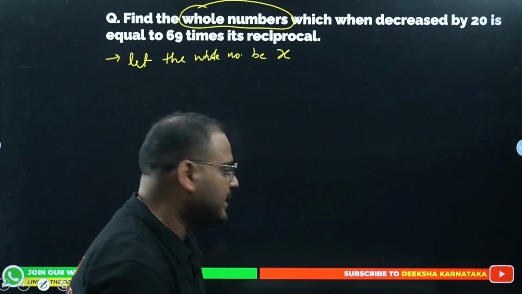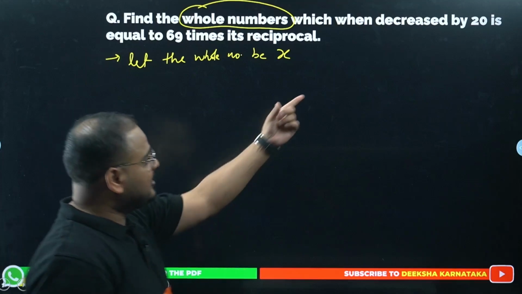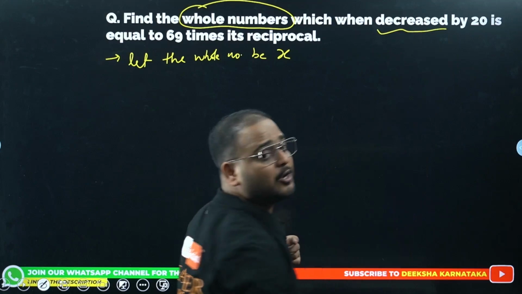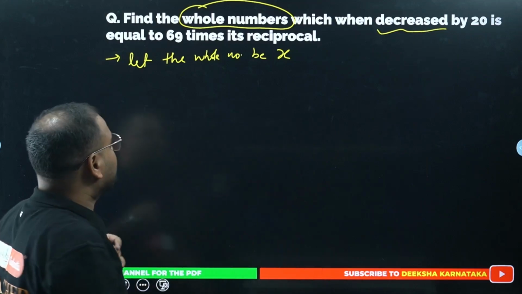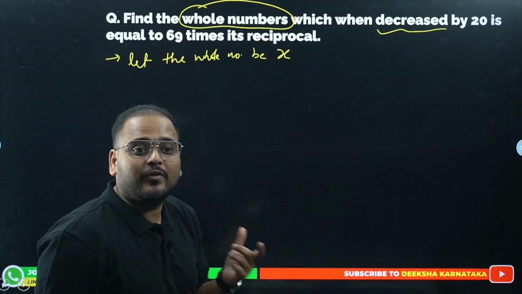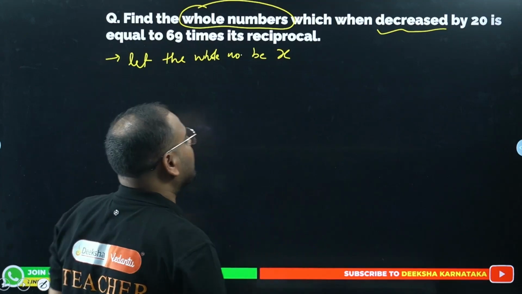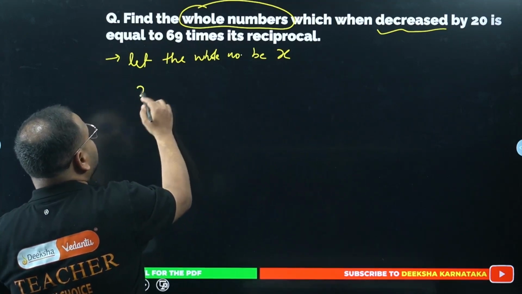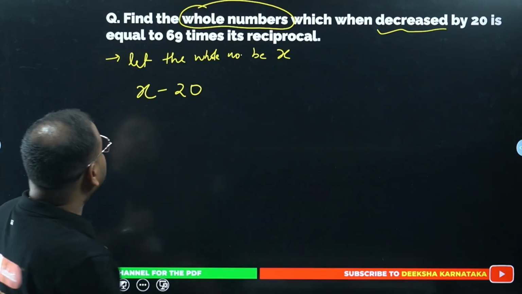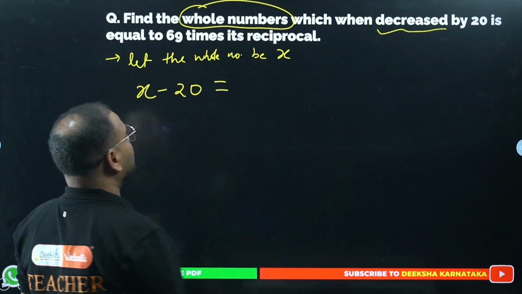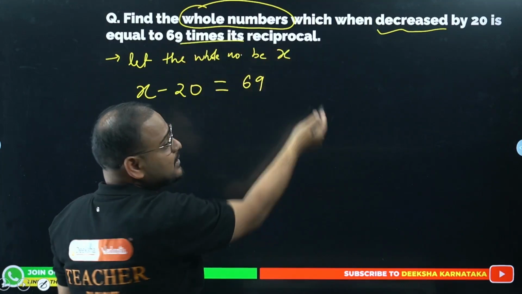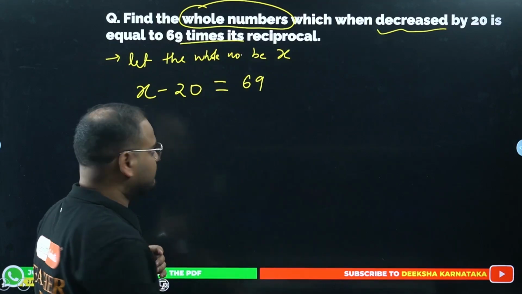When decreased by 20, now with the keyword, what is it? Decreased. The mathematical operation will be the minus sign. So what are we going to make? A mathematical statement using keywords, variables and given data. Data is 20. When it is decreased by 20, what happens? This becomes equal to 69 times its reciprocal. Reciprocal of what? The whole number, no?